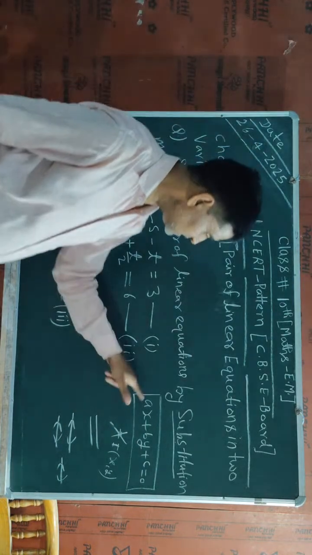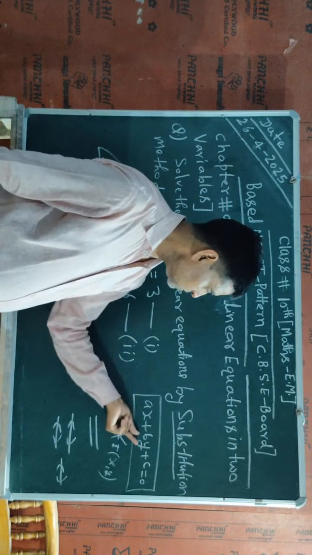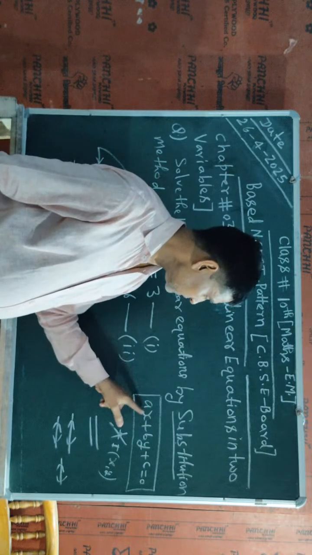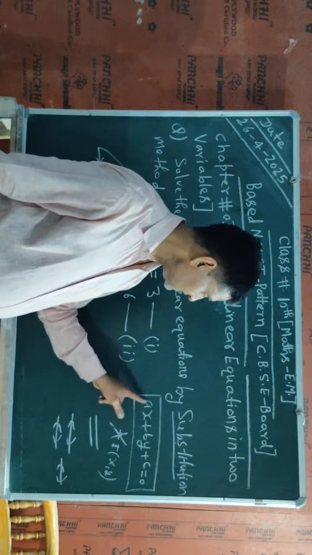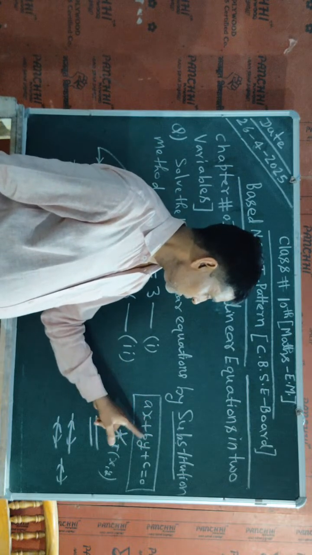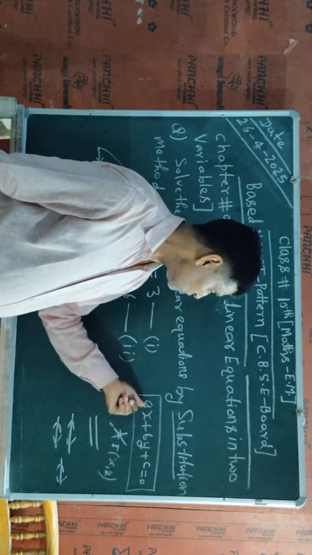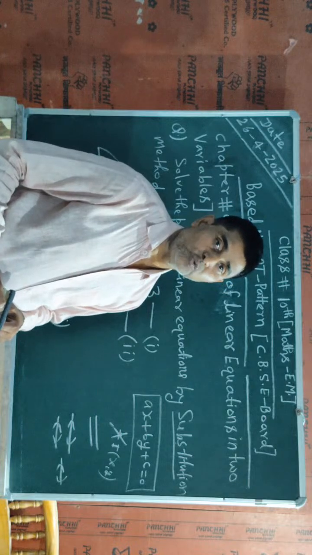Standard form means this is the general equation of the straight line, and that is written ax plus by plus c equals 0. Okay, students. The coefficient of x is a, the coefficient of y is b, and here is the constant term. So the values of a, b, c lie from minus infinity to plus infinity.